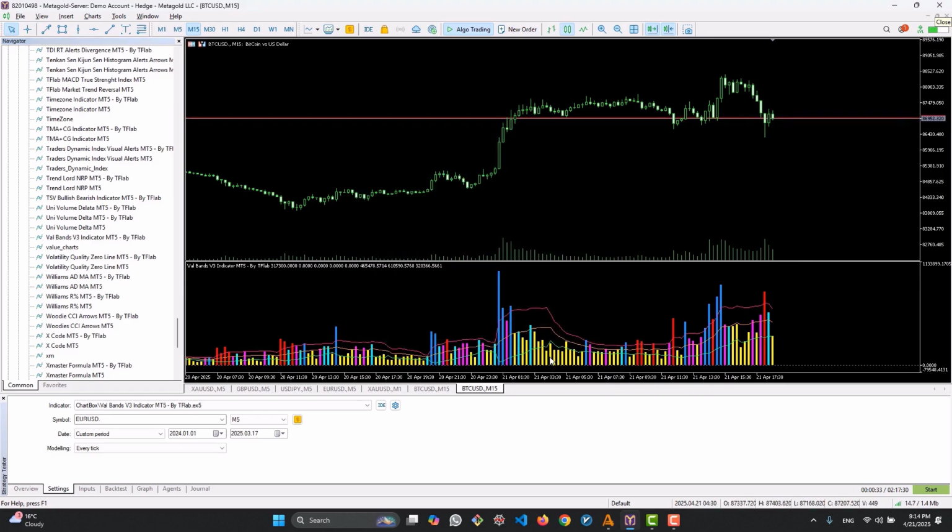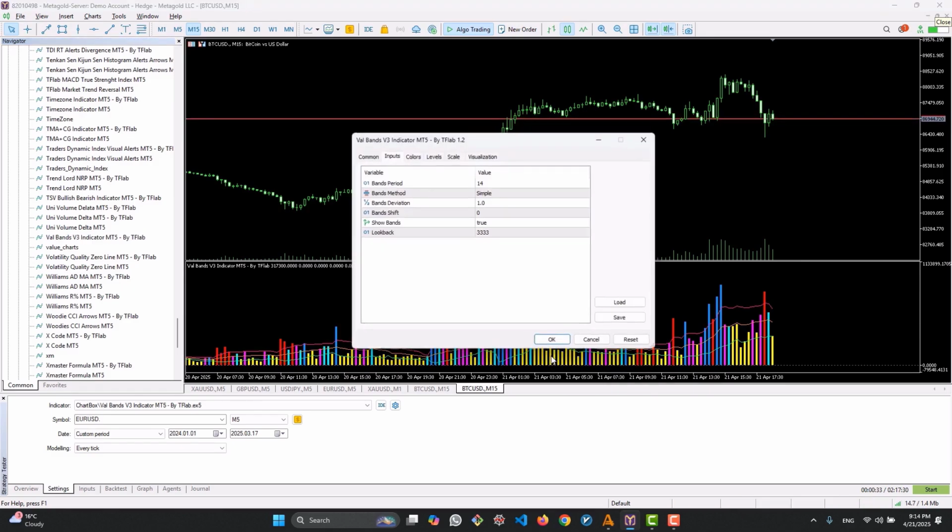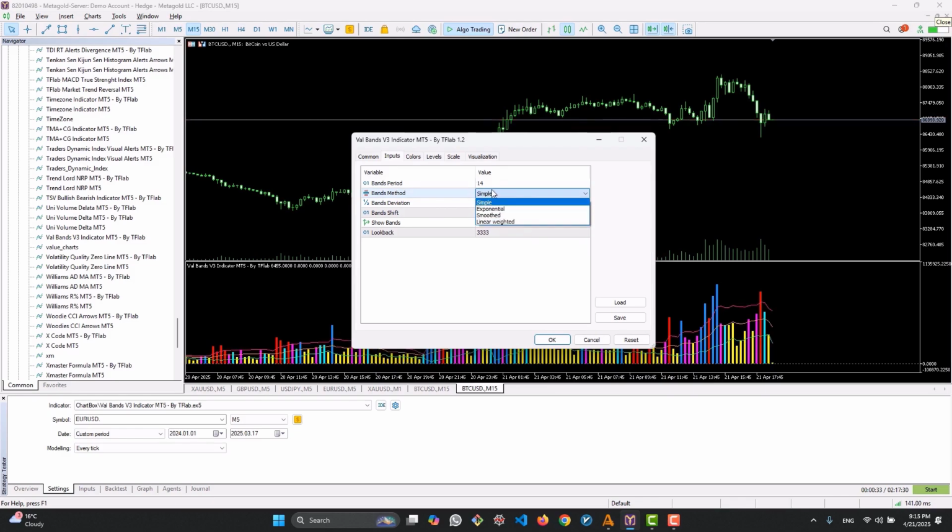Let's go over the settings of this indicator together. The first option in the settings is the calculation period of this indicator. The higher we set this value, the fewer fluctuations we will have, and in a way, there will be less noise. The next option is the moving average calculation method within this indicator, which we can choose from among these options. The next option is the Bollinger band deviation, which we have calculated here.